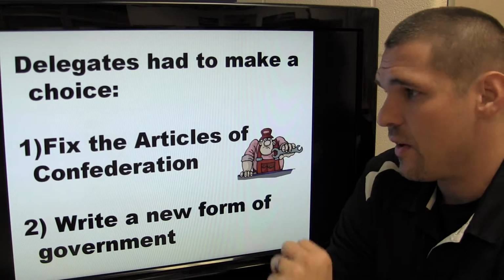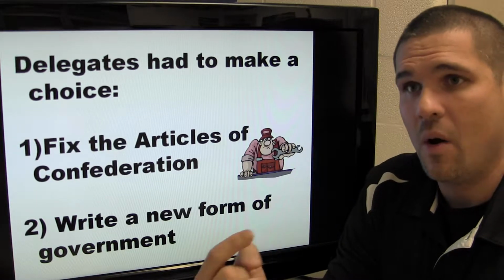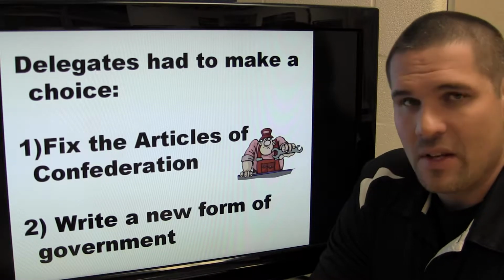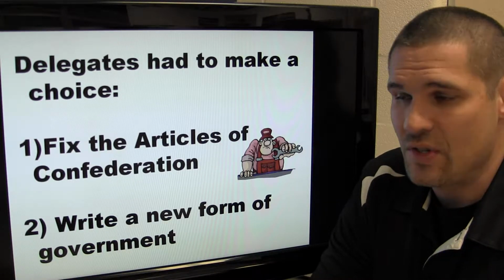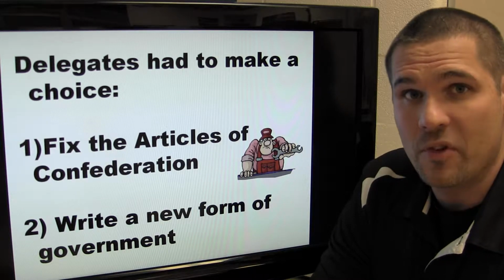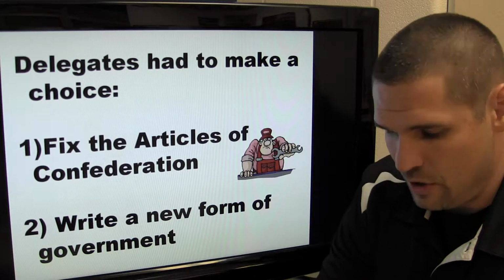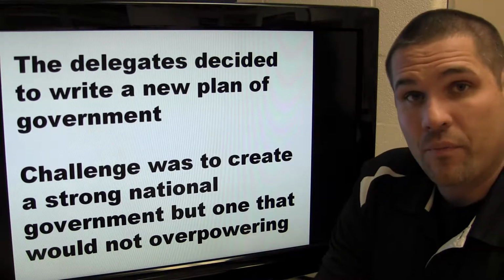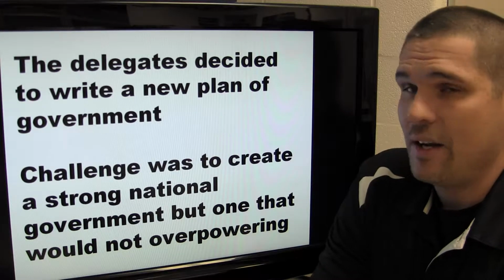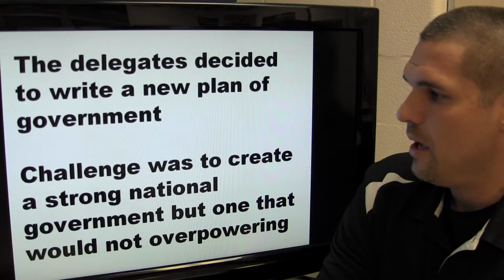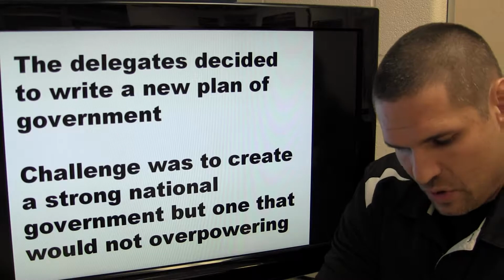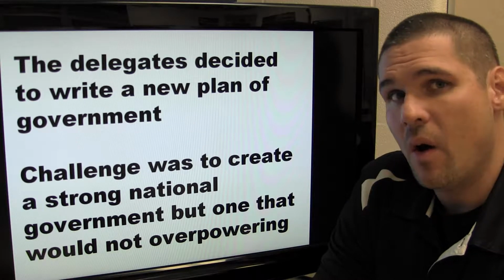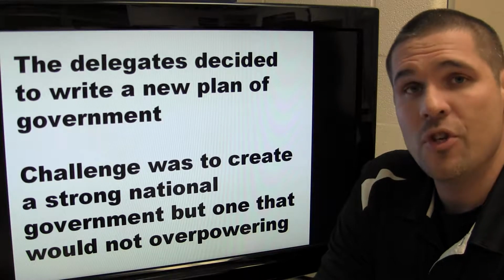So the Articles of Confederation, their form of government with one legislative branch and a weak central government, really basically only lasts for 7 to 8 years, and we can see that it has a lot of troubles because there's a lot of things it did not have the power to do. All said and done, the delegates decided to write a new form of government, but the challenge to them was to create a strong national government, but one that would not overpower the states or infringe upon the rights of the people.